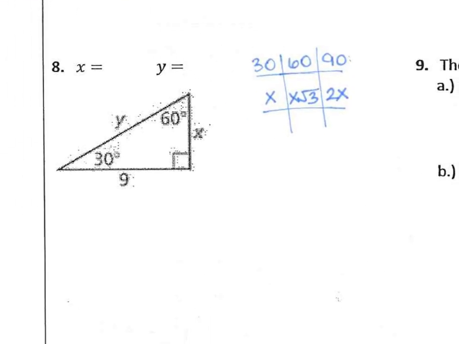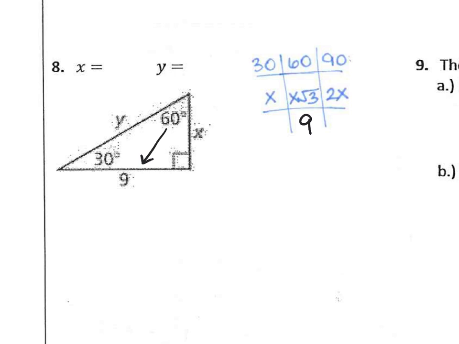Number 8. Okay, this one's going to be a bit of a challenge, so stick with me. In this problem, what information were we given? We were given that the 60 is 9, so I'm going to put the 9 in that 60 spot. But here's the weird thing. I'm used to seeing underneath 60 that it is a number times the square root of 3, which means I have to do a little bit of work to figure out what x is equal to.